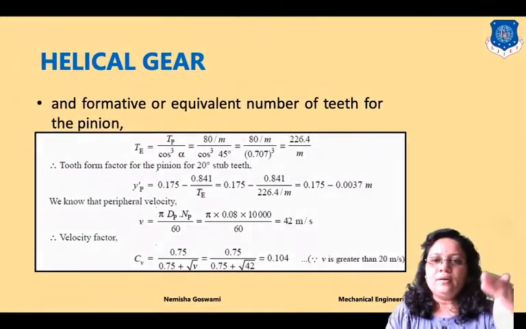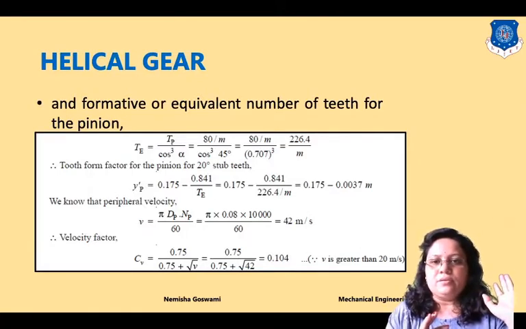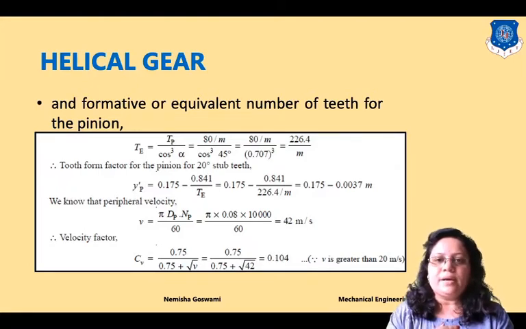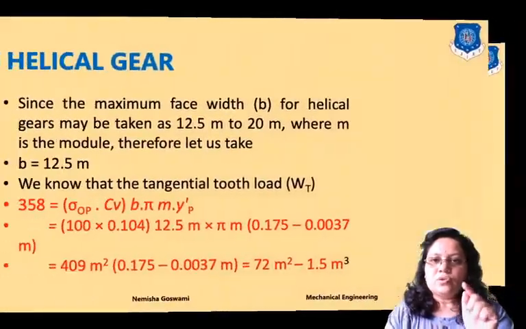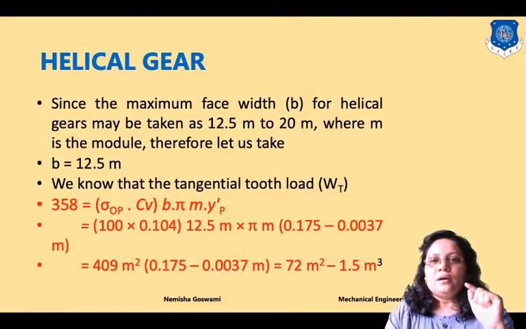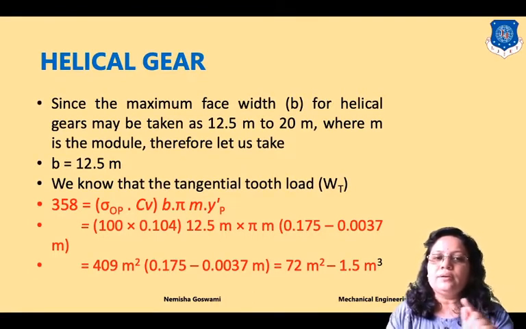all data for Lewis equation. So in Lewis equation, what will happen? Tangential load is equal to Lewis equation. Okay, so now these two are in equilibrium condition, so you have to put the value in Lewis equation. So here you can see that I have put it this tangential tooth load WT. What was the value? 358, right?